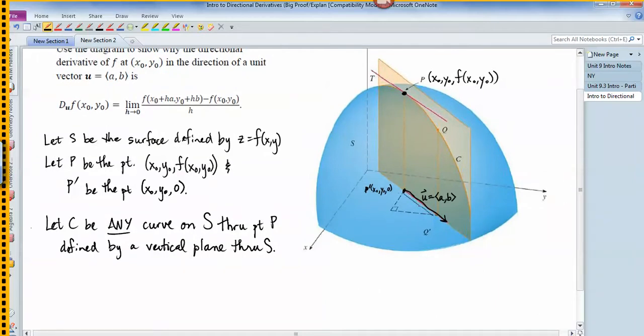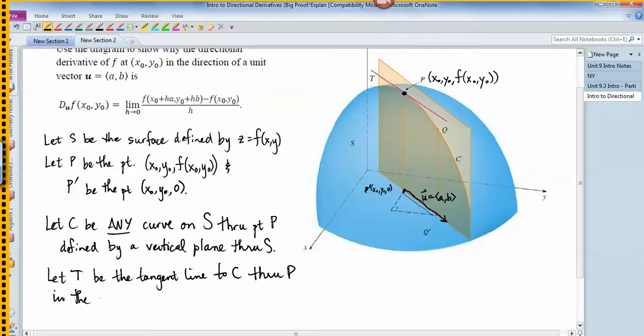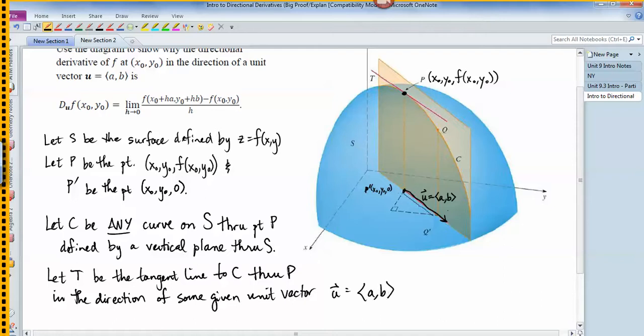Let's see, we still got T up here. So let T be the tangent to C, or we can say tangent line to C through P in the direction of some given unit vector u equaling a, b. Notice u is stuck in the xy plane, so if you wanted a z, it'd be z equals 0.